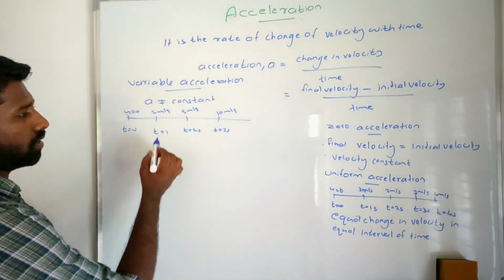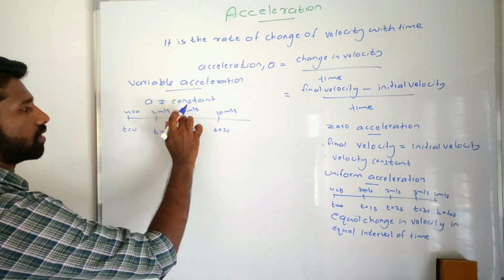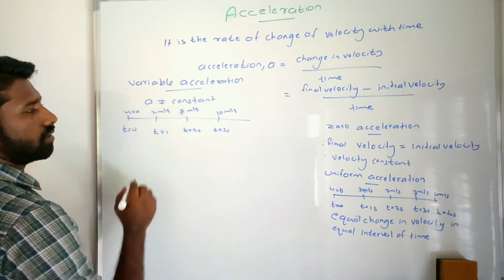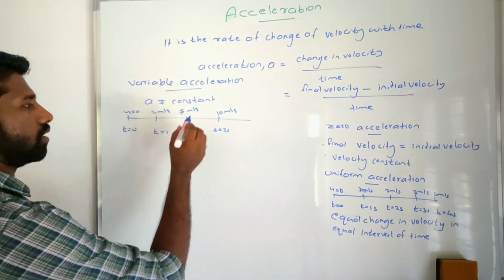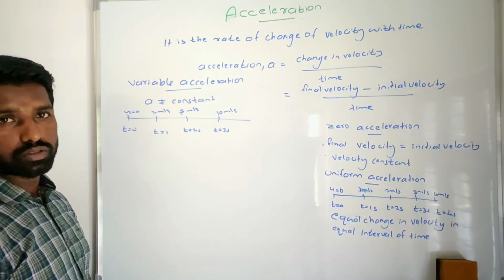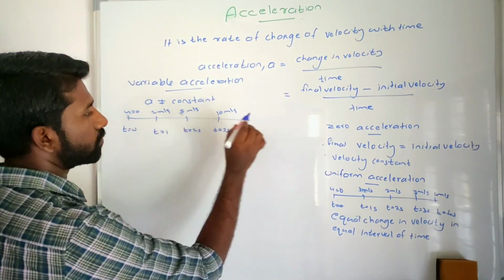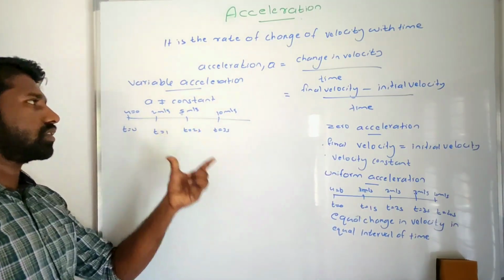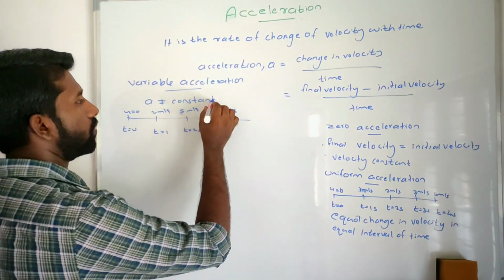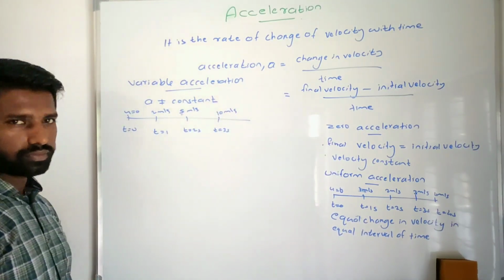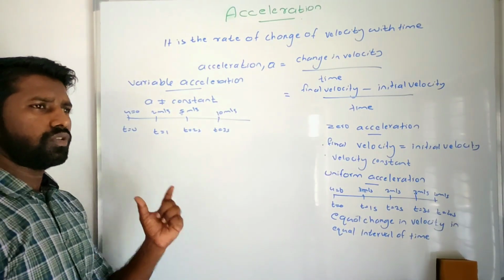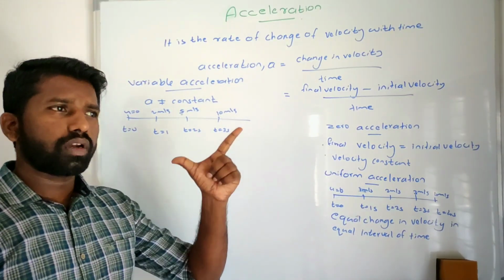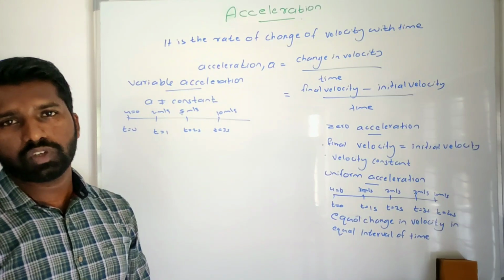You see this? What is the acceleration here? Here we get the acceleration as 3 meters per second square. Here, how much? 5 meters per second square. So in this motion, the acceleration is not constant. Then we can say that it is in variable accelerated motion.